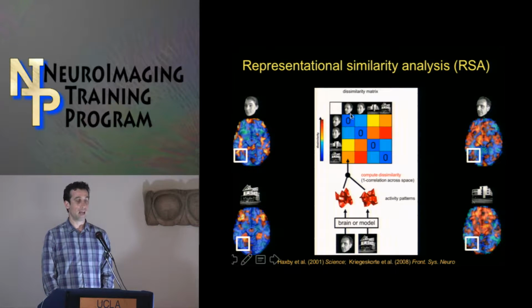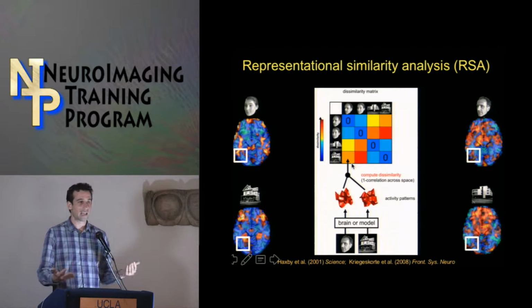And so here it's plotted with dissimilarity, so pairs here with low similarity have blue colors. They have high, so they have low dissimilarity. So they're in blue, and high dissimilarity is in the warm colors. So faces versus houses have high dissimilarity. The patterns are very different.